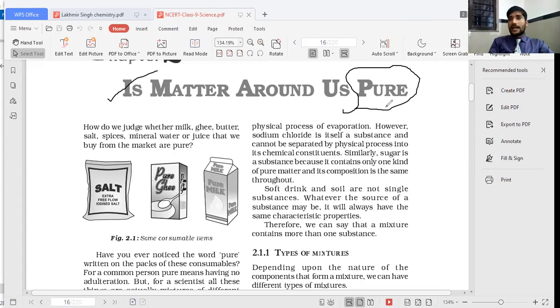That may be a mixture, that may be a solution, homogeneous or heterogeneous. We will see it in detail. That may be a colloidal solution, that may be a true solution. All right, so let's go through it.